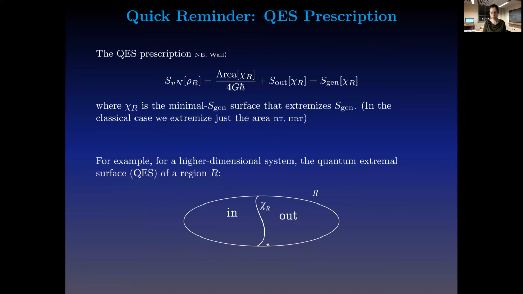So here is an example. R is some subset of the boundary. This is not in JT gravity, since the boundary in JT gravity is one-dimensional. And here is some surface χ_R. And the idea is that you extremize this quantity over all possible surfaces χ_R. The surface that extremizes this quantity, S_gen, is the quantum extremal surface, or a quantum extremal surface. And if you have multiple such quantum extremal surfaces, you pick the one that minimizes the generalized entropy among the extrema. So again, this is for a higher dimensional system. This is the quantum extremal surface, and you compute the von Neumann entropy on one side, specifically the side that is bordered by R. So this is a lightning review of the quantum extremal surface prescription.